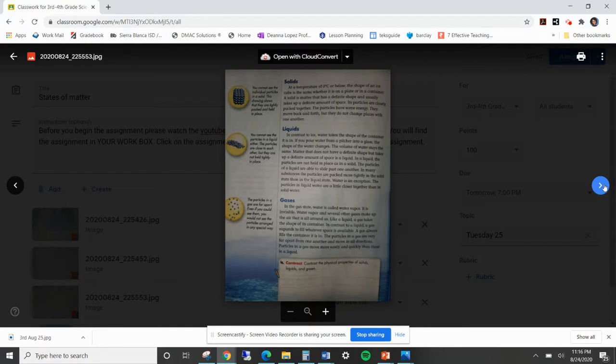Gases. In the gas state, water is called water vapor. It is invisible water vapor. Several other gases make up the air that is around us. Like a liquid, a gas takes the shape of its container. In contrast to a liquid, a gas expands to fill whatever space is available. The gas always fills the container it is in. The particles in a gas are very far apart from one another and move in all directions. Particles in a gas move more easily and quickly than those in a liquid.